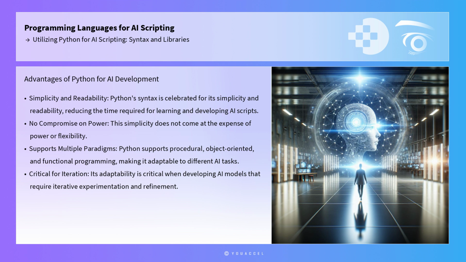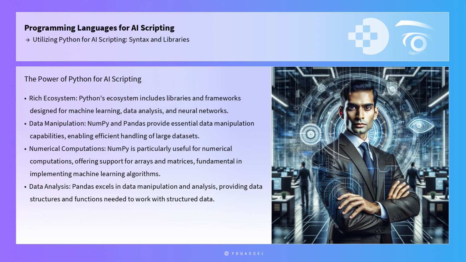Python supports various programming paradigms, including procedural, object-oriented, and functional programming, making it adaptable to different AI tasks. This adaptability is critical when developing AI models that require iterative experimentation and refinement. The power of Python for AI scripting is further amplified by its rich ecosystem of libraries and frameworks specifically designed for machine learning, data analysis, and neural networks.